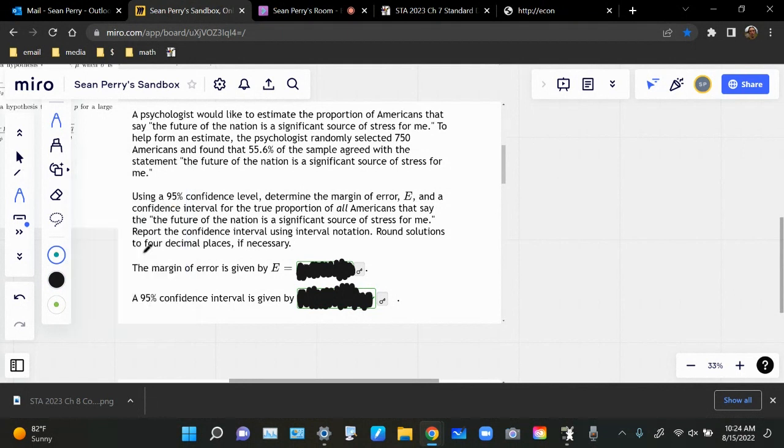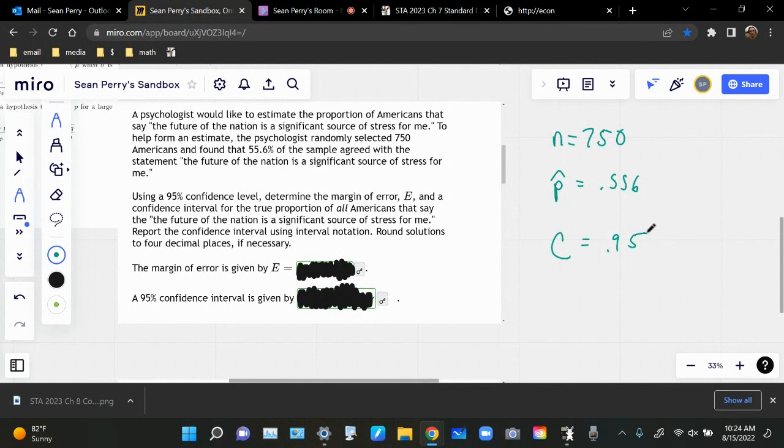So let's read off the important parameters from the problem. You have n equals 750 for this sample, and this gives us a p-hat value, p-hat meaning it's for the sample, of 55.6%, which is 0.556. They want a confidence interval of 95%, or 0.95.